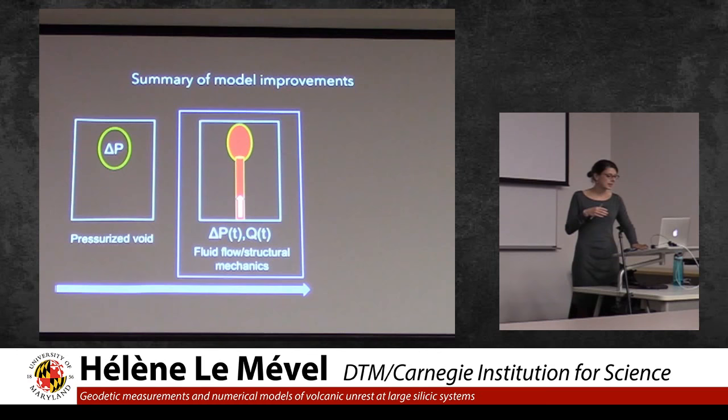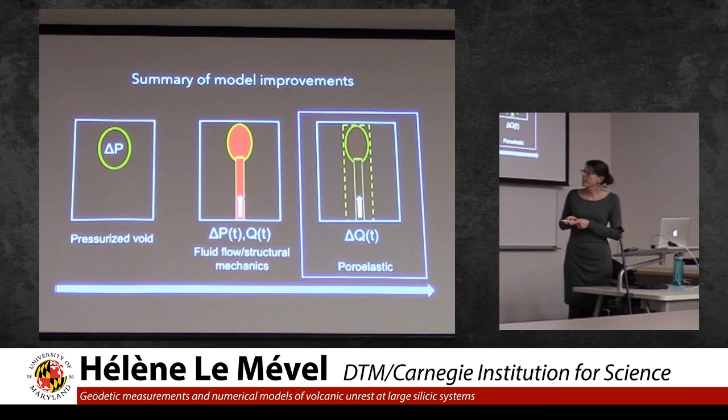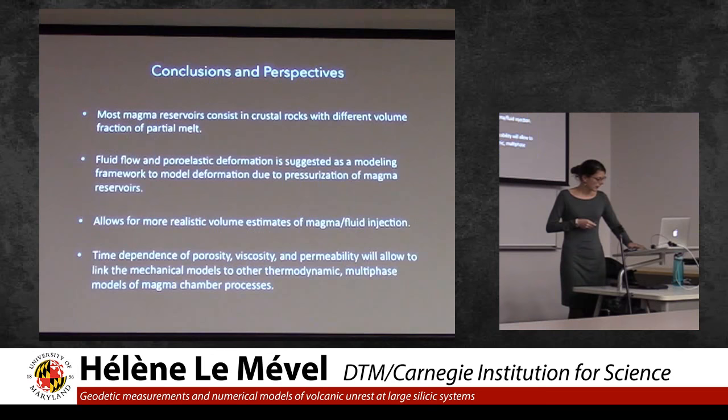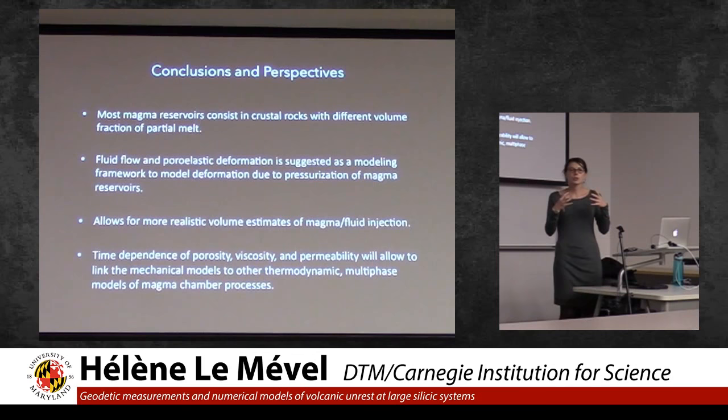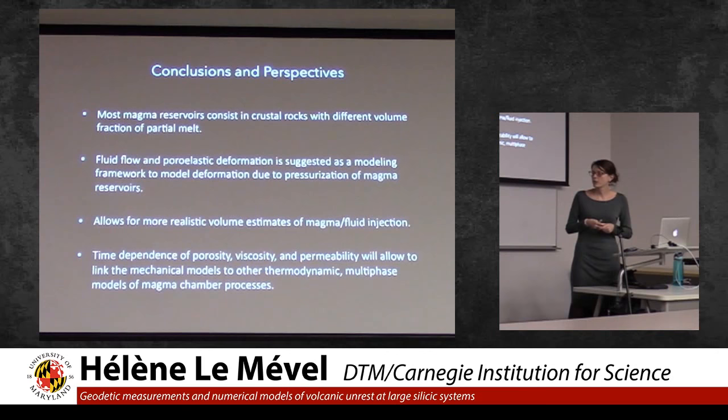So here I propose a poroelastic model, which now considers a zone with different porosity and permeability, in which we have, again, the same time-dependent mass flux. Since we know that most magma reservoirs consist of crustal rocks with different volume fractions of partial melt, I think that fluid flow and poroelastic deformation would be a good modeling framework to model the deformation due to pressurization of a magma reservoir. It allows for more realistic volume estimates of magma and or fluid injection.